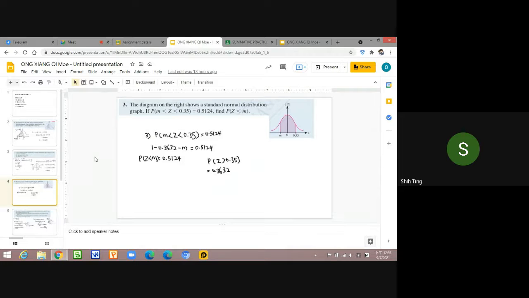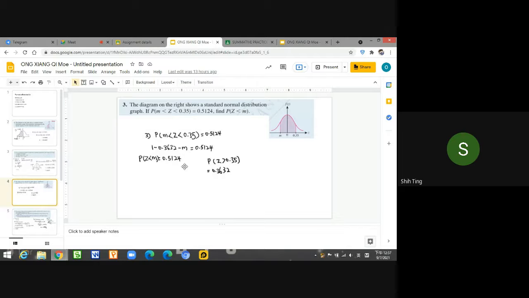We need to find out the normal distribution of 0.35, and the value of the normal distribution of 0.35 is 0.3632. We can find this value from the standard normal distribution table. After that, we need to use 1 minus 0.3632 minus m equal to 0.5124, so that we will get the value of m. And we need to use 1 minus because the total area under the graph is 1 unit.